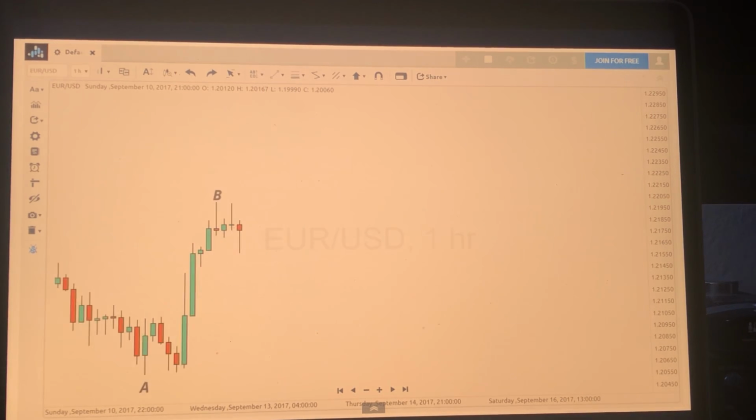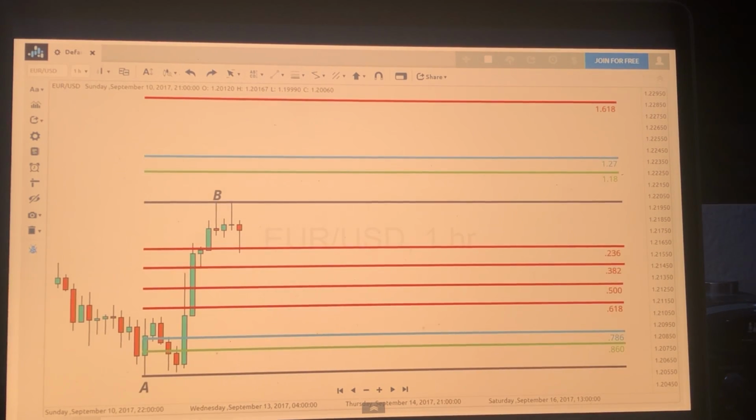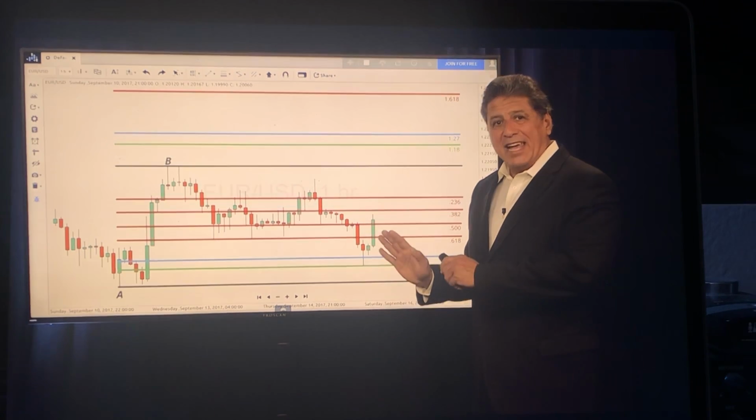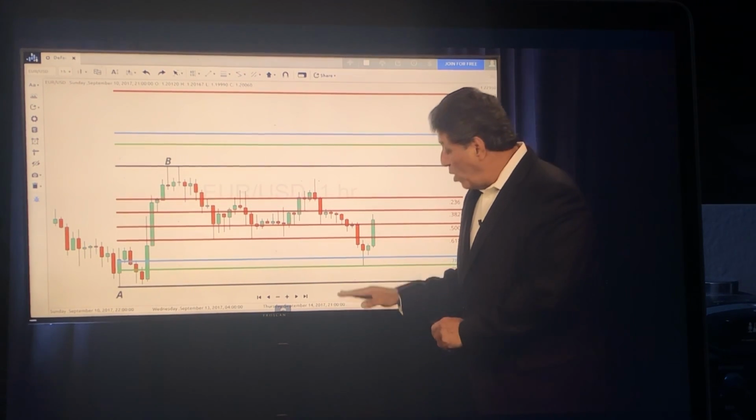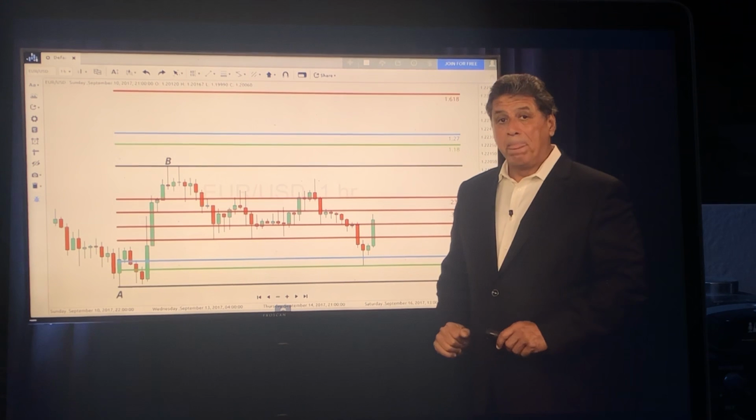Now let's take another look. Here we have an AB boundary. We don't know where the C is going to be. We have an idea that it's going to be deep because of past resistance becoming future support. We think at one time this might be the C. But then the market comes all the way down to the green 8.6.